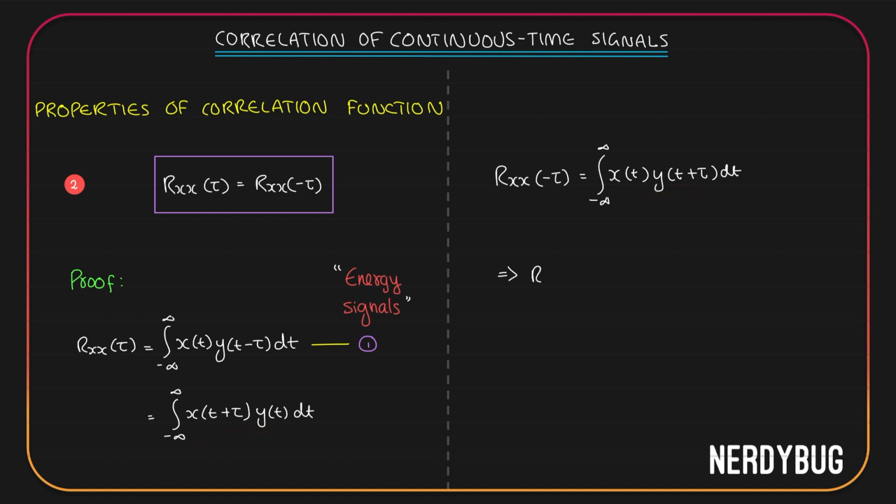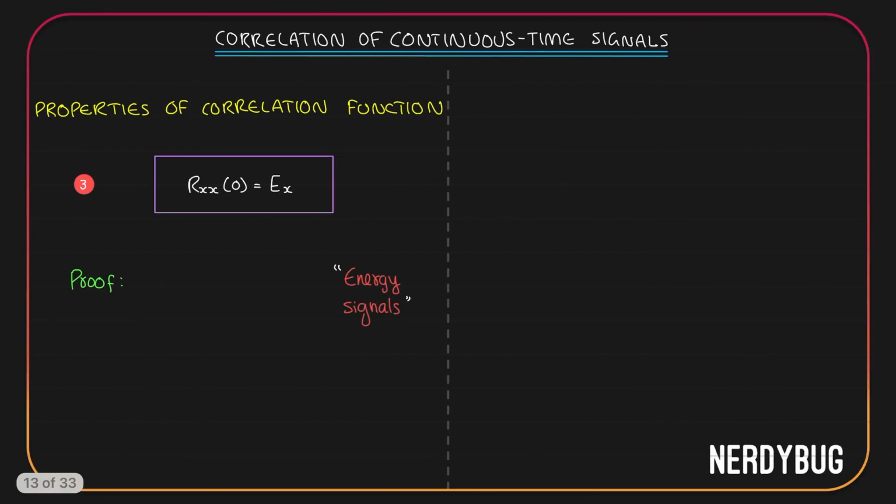That means Rxx of tau is the same as Rxx of minus tau. This means that autocorrelation is an even function. It will look the same on either side of the y-axis. Now this can be easily proved for power signals also. I think you should do it yourself. Let's go to another property.